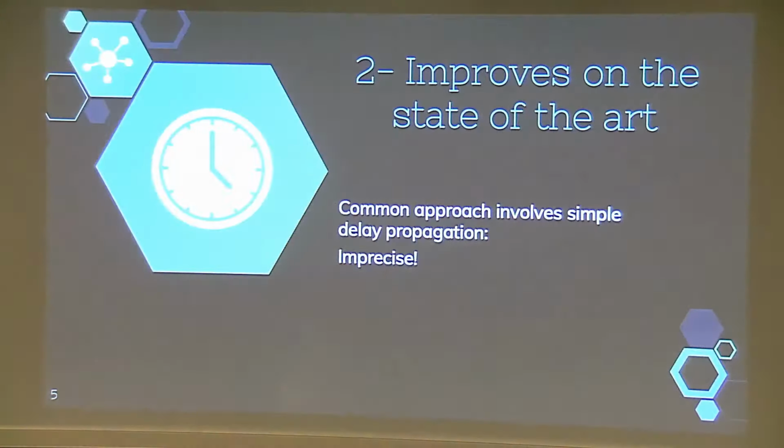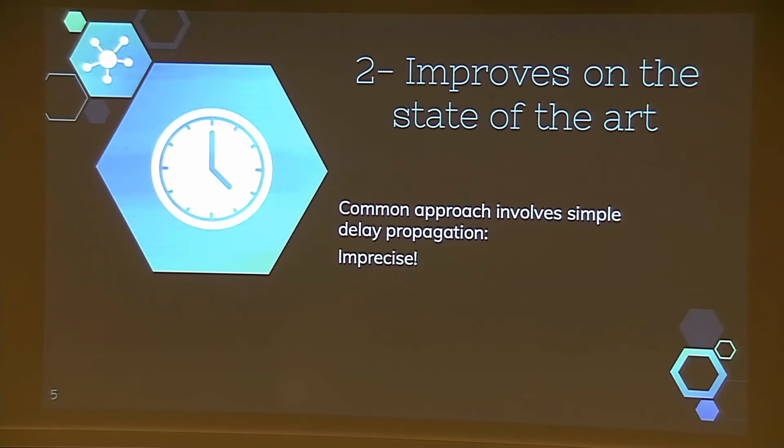The second model improves on the state of the art of delay prediction, which is really simple delay propagation. So if the last stop had a 5-minute delay, we propagate and we say that the next one will have a 5-minute delay. We improve on that by using, as I said, a recurrent neural network which looks at time series.